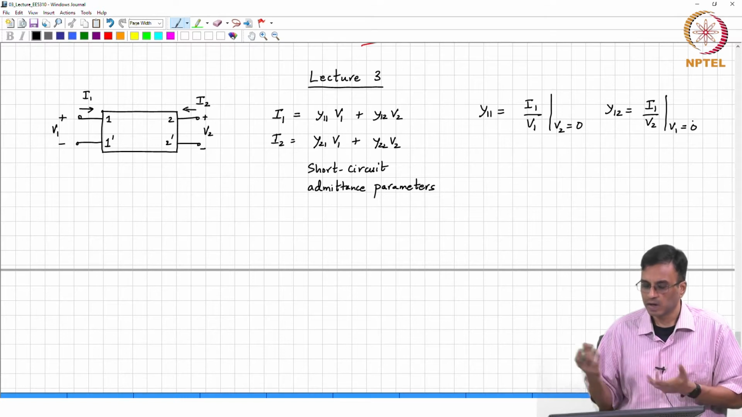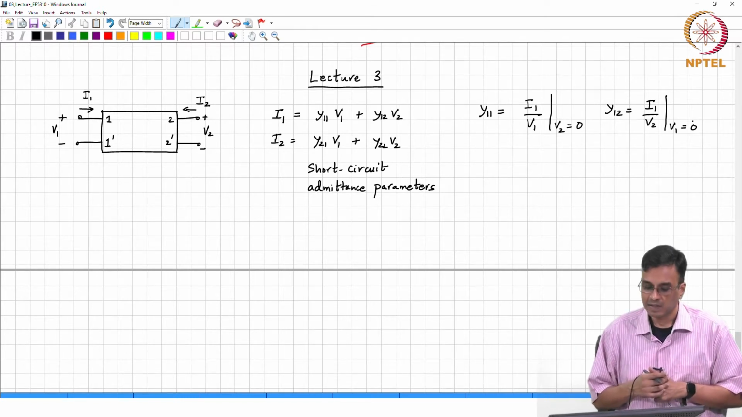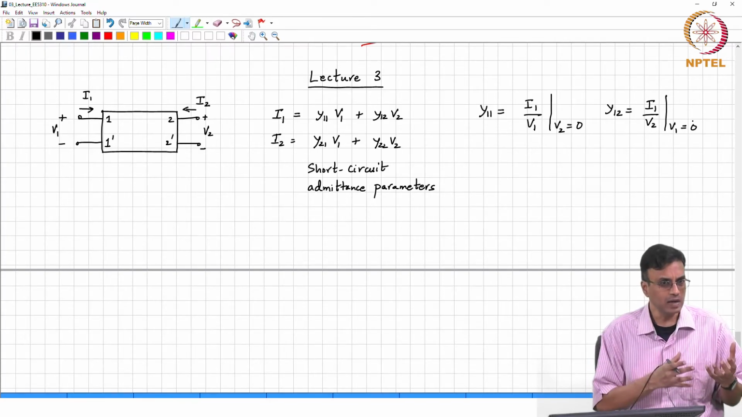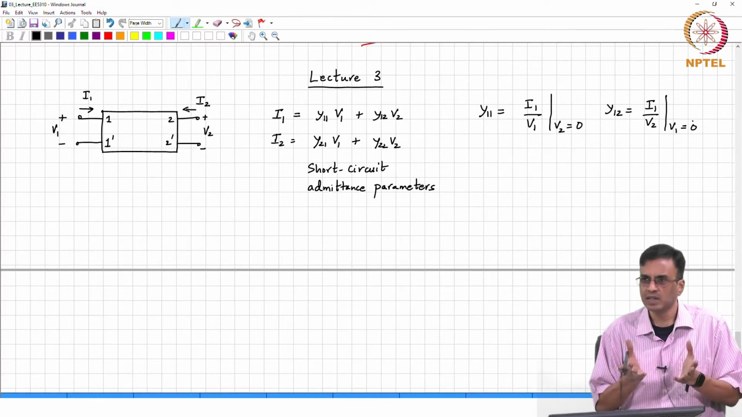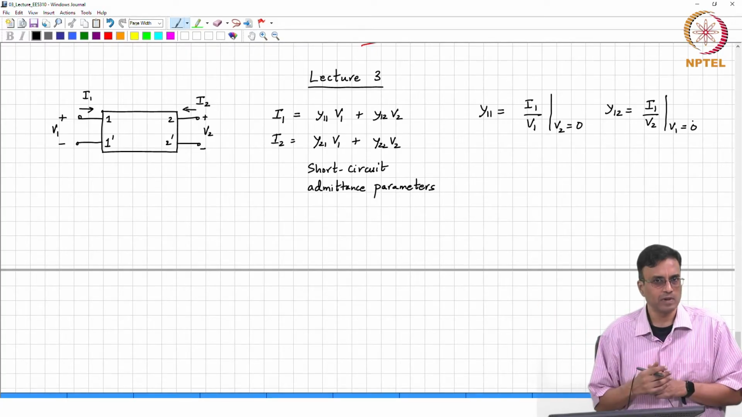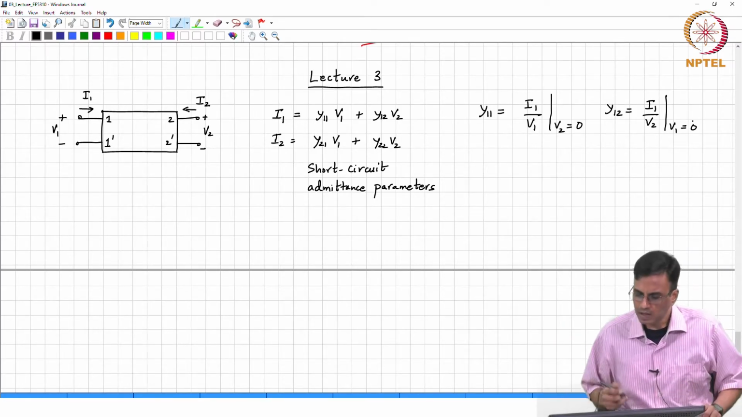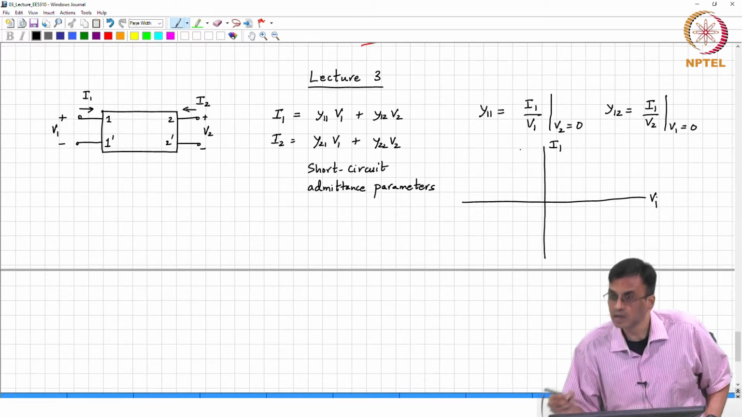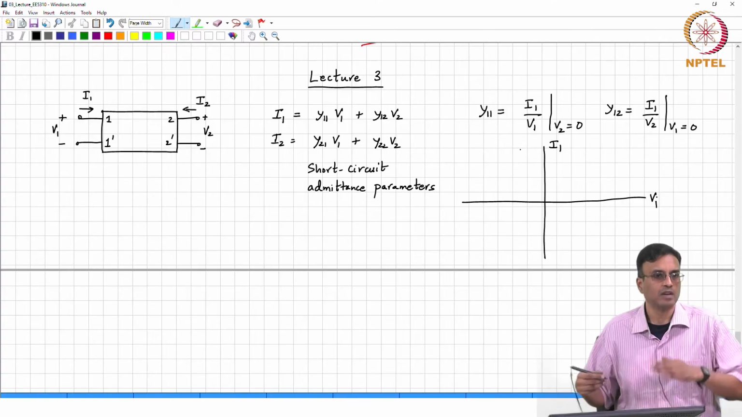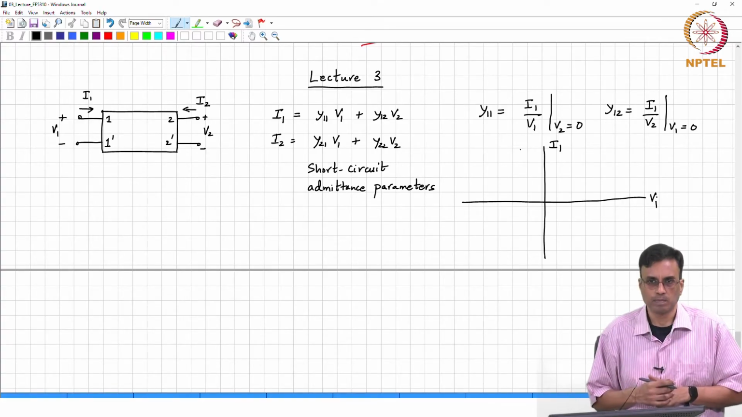So clearly I1 is a function of 2 variables, V1 and V2, and to show this graphically as a function of V1 and V2, we would have to draw a 3D plot. Unfortunately, the paper is only 2D, and therefore you fix one variable. So what we do is say I will plot I1 as a function of V1 for several values of V2, correct.